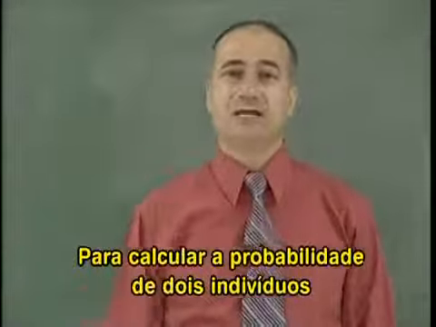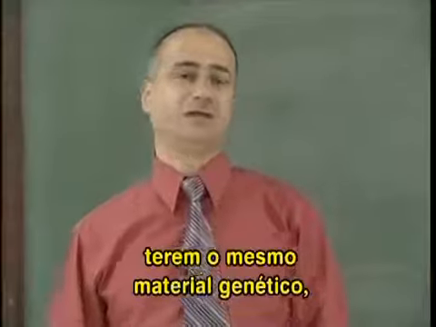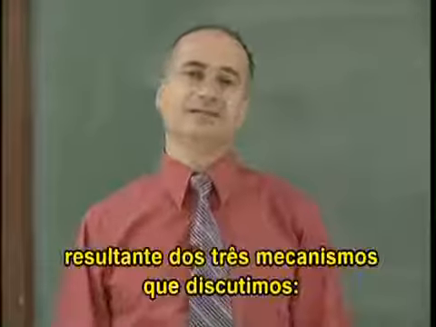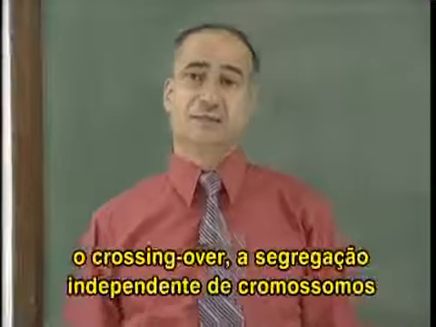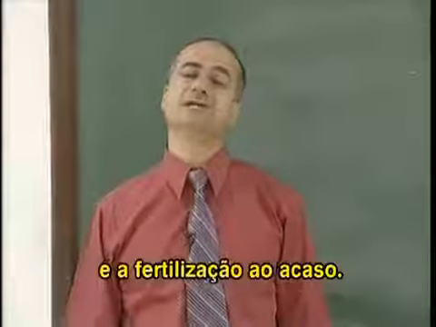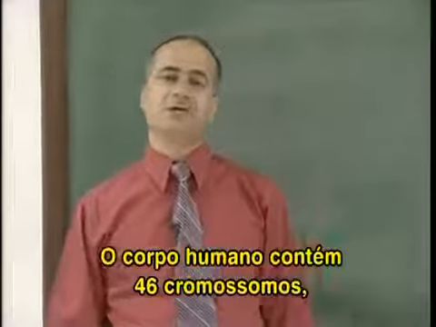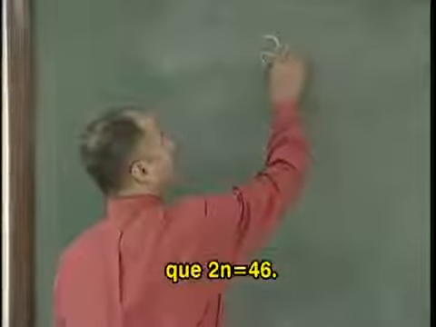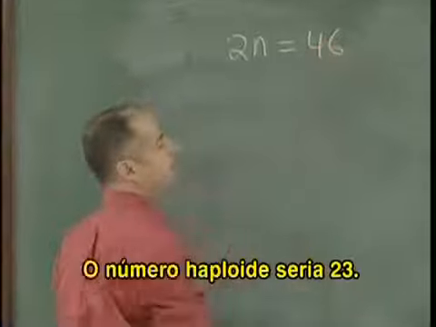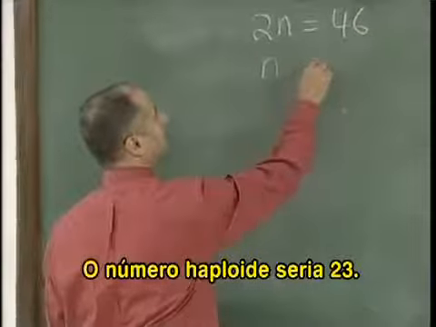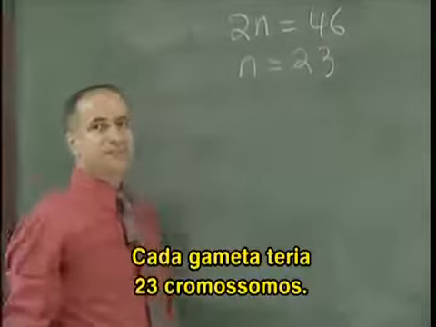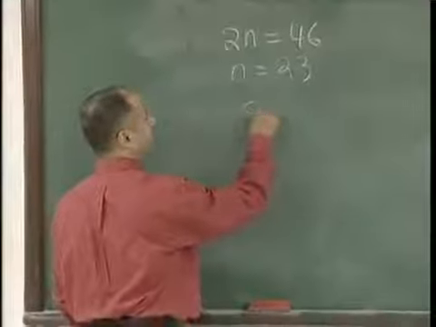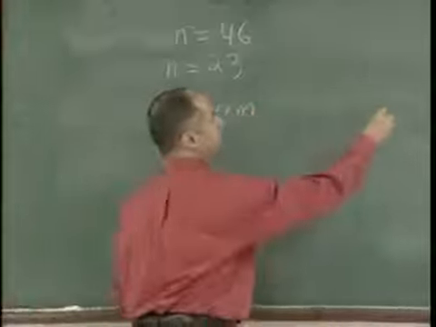Welcome back. To calculate the probability for two individuals to have the same genetic material, we need to calculate the total number of combinations resulting from the three mechanisms that we discussed: the crossing over, the independent assortment of chromosomes, and the random fertilization. In human, we have 46 chromosomes. So this means that the 2n is equal to 46. And the haploid number would be 23. So each gamete would have 23 chromosomes. So we have two gametes, the sperm and the egg.